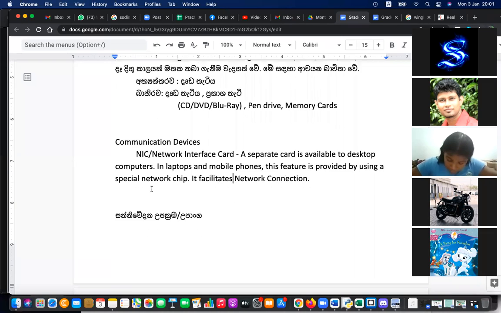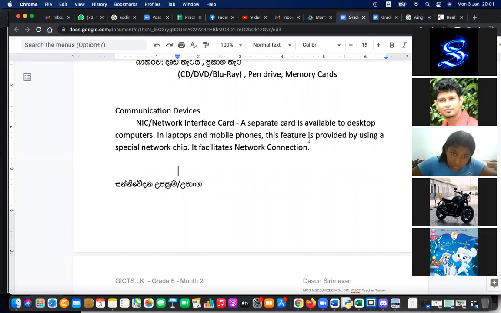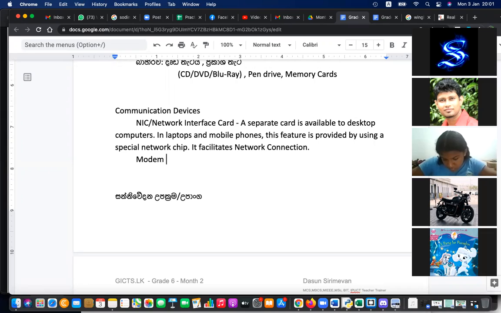Okay, the next one is NIC or network interface card, and the next one is modem. Under that, please write: computers use digital signals represented by using ones and zeros.